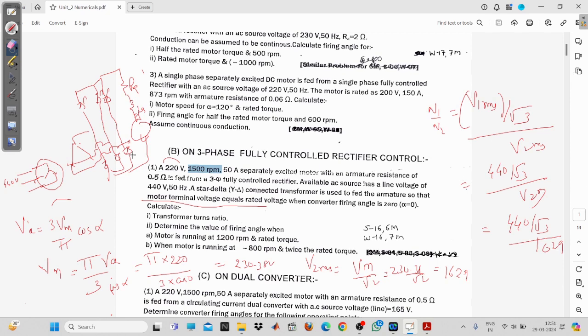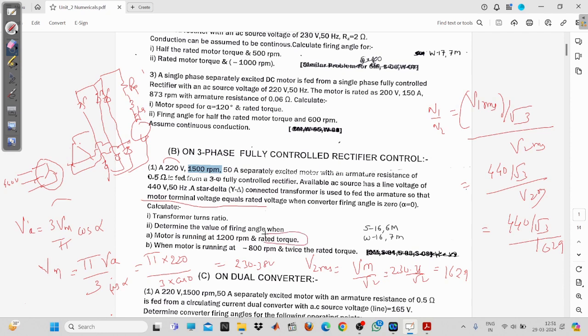Now determine the value of firing angle when the motor is running at 1200 rpm. Again the same question, because you will have to calculate the firing angle. The speed is given. Then what is the first thing you have to find? That is the back EMF. After finding the back EMF, then the armature voltage, and from the armature voltage you can calculate alpha. And this is at the rated torque.